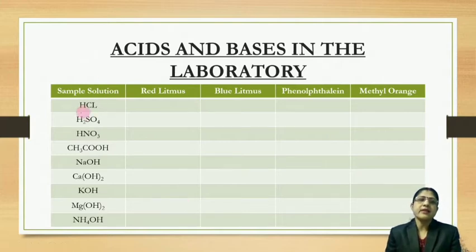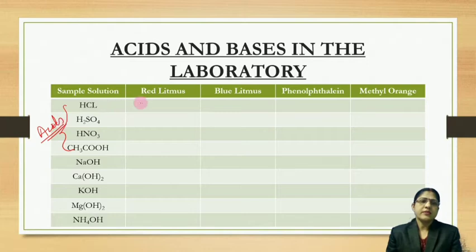Let us discuss here acids and bases. Here I have considered some samples. HCl, it is an acid. Sulfuric acid, HNO3, that is nitric acid, and CH3COOH, that is acetic acid. All these are acids.